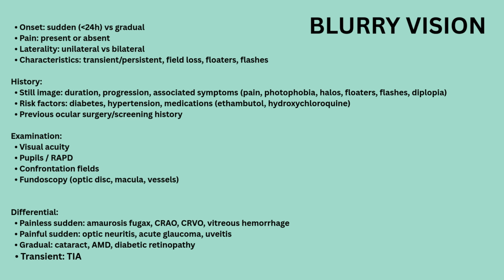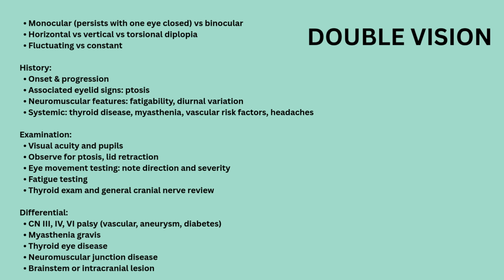If it's a painless sudden blurring of vision, think about amaurosis fugax, central retinal artery occlusion, and central retinal vein occlusion. These are some differentials that you need to keep in mind. In terms of the exam, the important ones that you need to know are optic neuritis, diabetic retinopathy, and TIA. Next, double vision. Now, this varies a bit from the conventional vision history. We need to establish whether it's monocular or binocular.